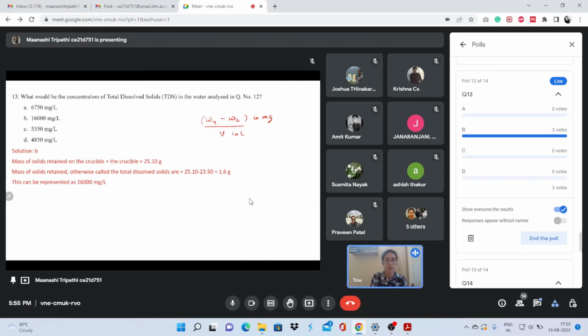So this is how we'll do it. Rest of the people, you found the answer? Try to solve on your own. If there is any doubt, you can ask in between.